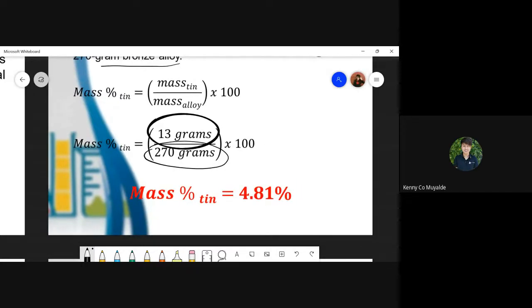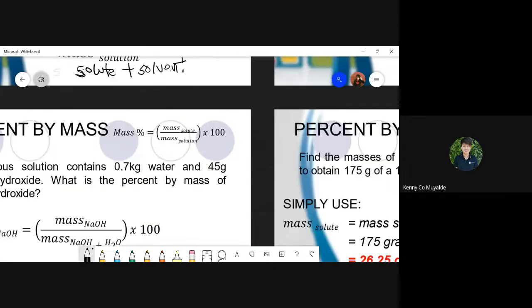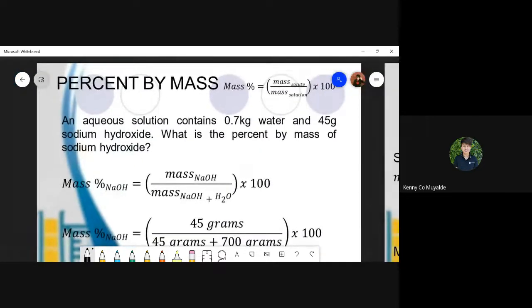So that means the mass percent of tin in the 270 gram bronze alloy is 4.81. Make sure to use your own computation or have your own calculator in order for you to be able to fully understand our discussion. Because kagaya ng sinasabi ko palagi, the best way to learn is to do it yourself. Another example, percent by mass.